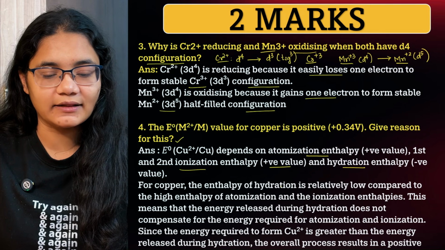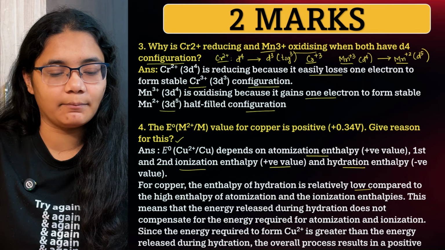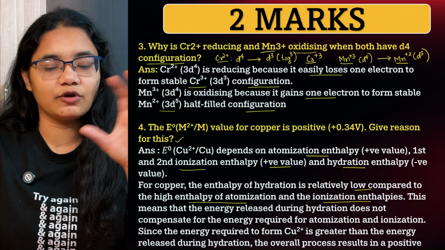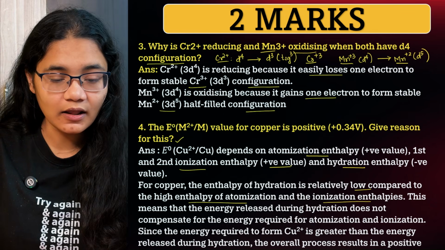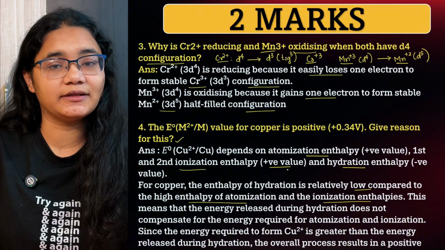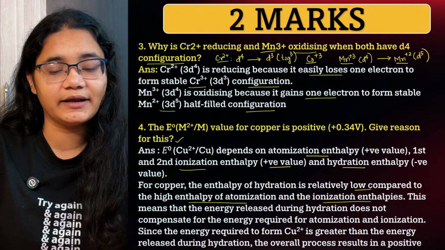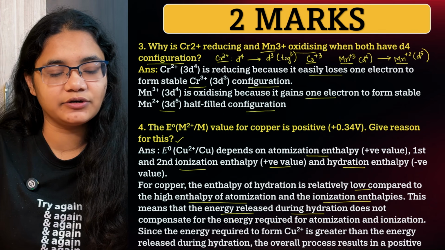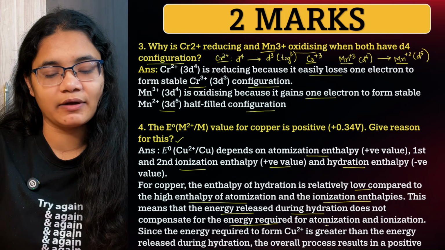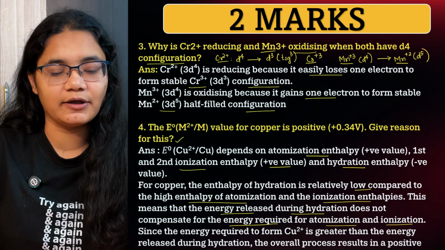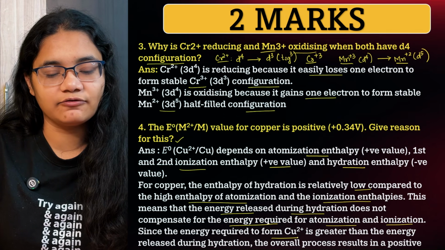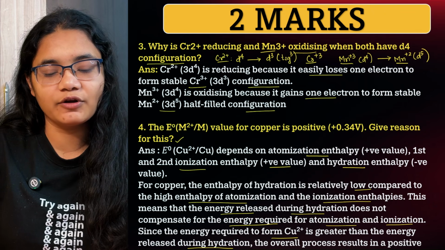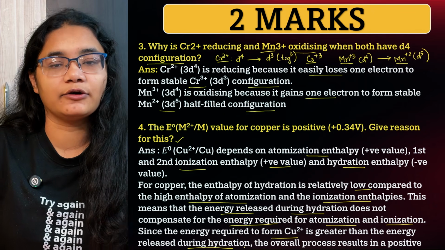Now, for copper, the enthalpy of hydration is relatively low compared to the high enthalpy of atomization and the ionization energy. So, overall, for copper, the atomization and ionization enthalpies are much higher as compared to the negative hydration enthalpy. This means that the energy released during hydration does not compensate for the energy required for the atomization and the ionization. Since the energy required to form Cu2+ is greater than the energy released during hydration, the overall process results in a positive electrode potential.